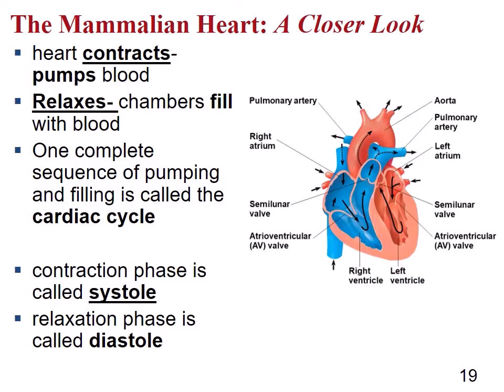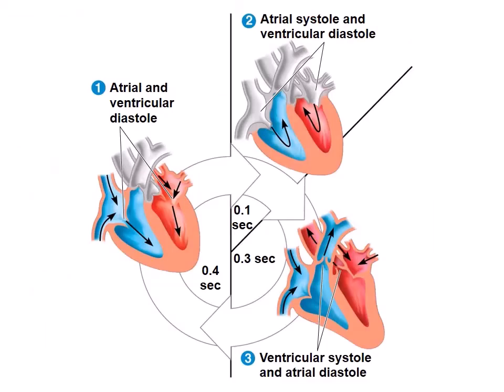The contraction phase is called systole, and the relaxation phase is diastole. So if we look at this diagram, on the left-hand side, there's the number 1, and it says atrial and ventricular diastole. That means both of those are relaxed, and you can see they're showing with the arrows that the blood is filling the heart.